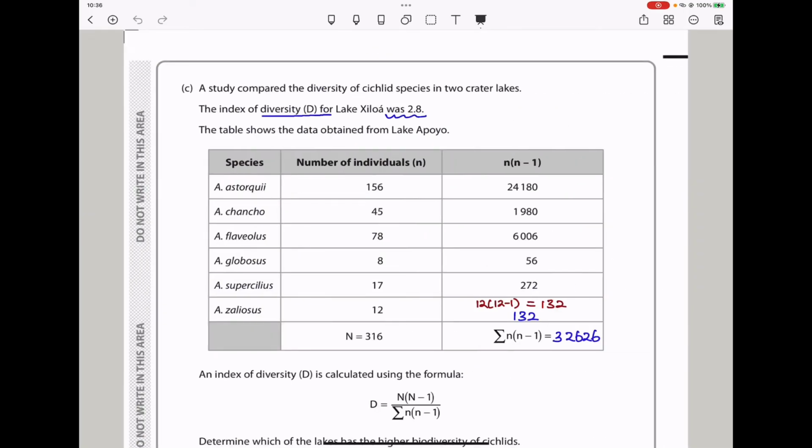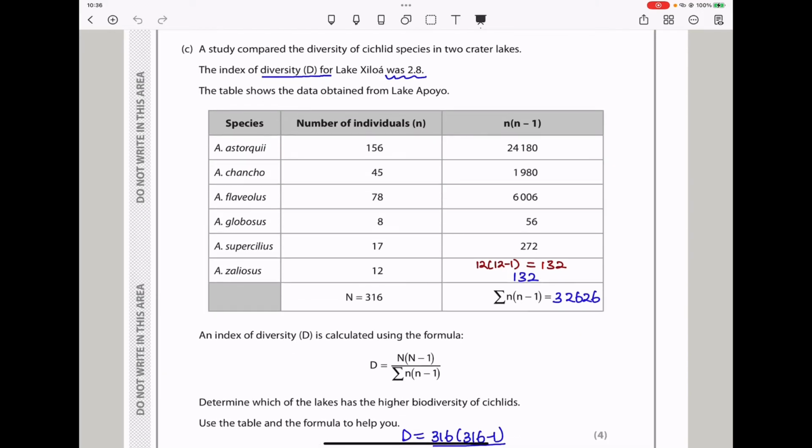Moving on. So next they say, a study compared the diversity of cichlid species in 2 crater lakes. The index of diversity D for Lake Shiloah was 2.8. The table shows the data obtained from Lake Apoyo. So as we can see, this is n times n minus 1. So we have, this is going to be 156 times 155, and this is going to be 17 times 16. So this is going to be 12 times 11, which is 132. The sum of this is adding up everything here, and we get that.